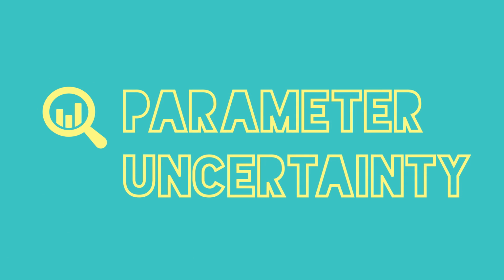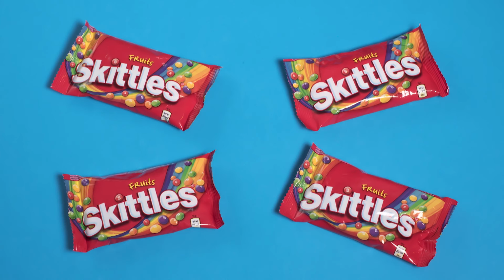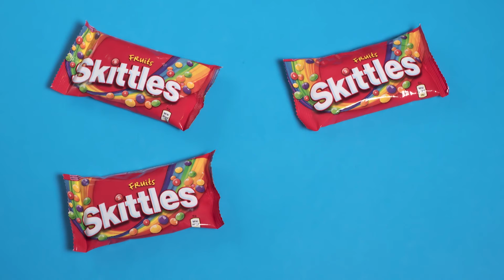Taking account of the parameter uncertainty, to be 80% sure of getting 28 green Skittles, we would need to buy 4 packets. Whereas if we hadn't, we would only buy 3 packets, as we would be overly confident.